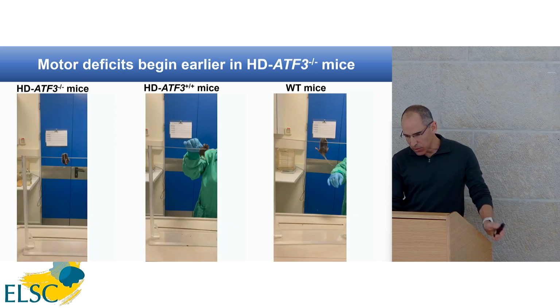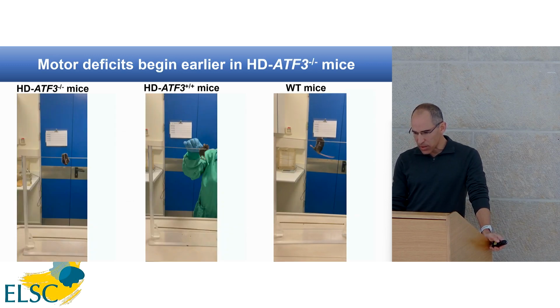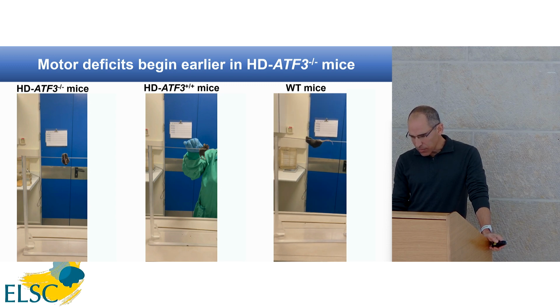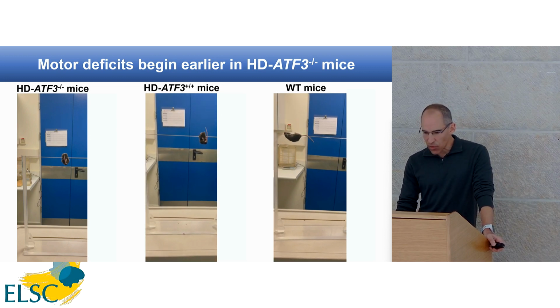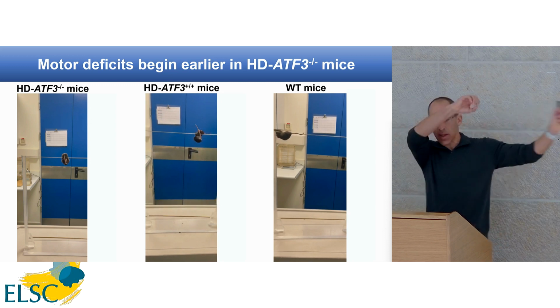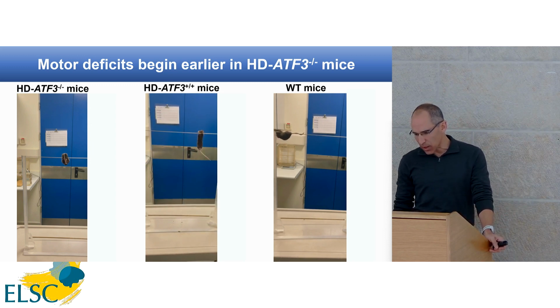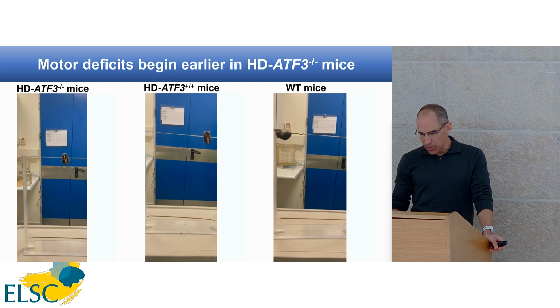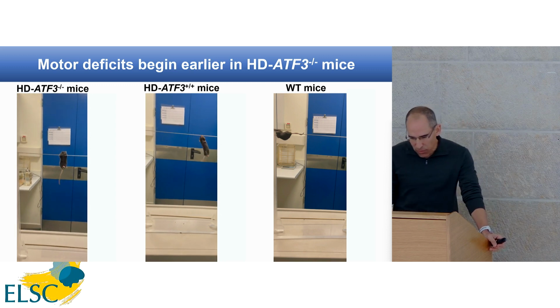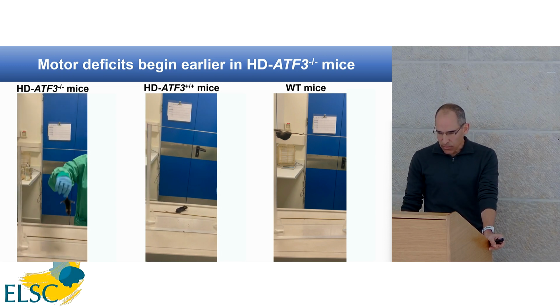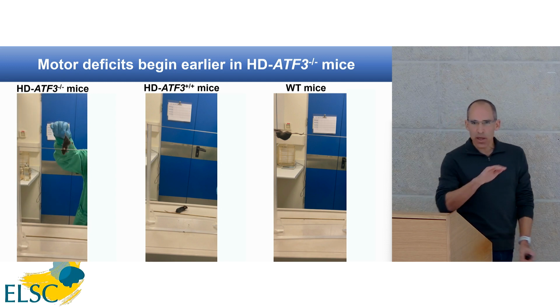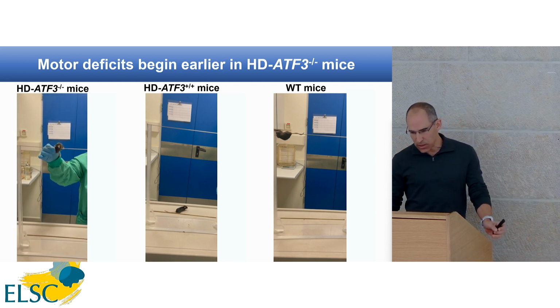And what we found, so this is a grip test. This is a wild-type mouse. So no problem for a wild-type mouse to grip this bar. This is an HD mouse with ATF3. So it struggles. You can see that it's struggling. It can't really go from one side to the other like the nice wild-type mouse, and eventually it will fall. But when you cross it with the ATF3 knockout, the phenotype starts much earlier. They start more or less the same, and then they succumb.